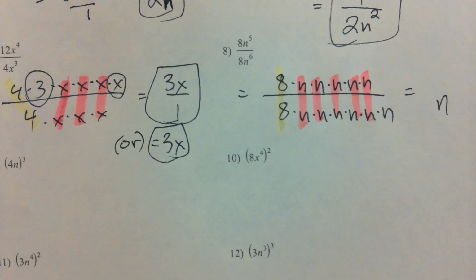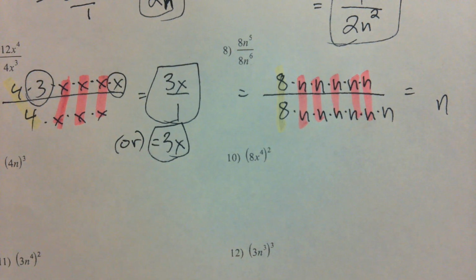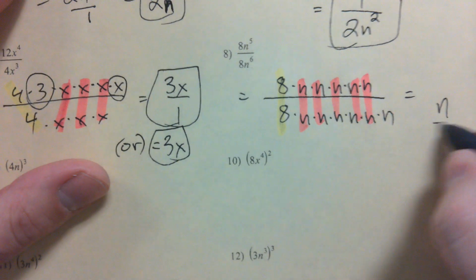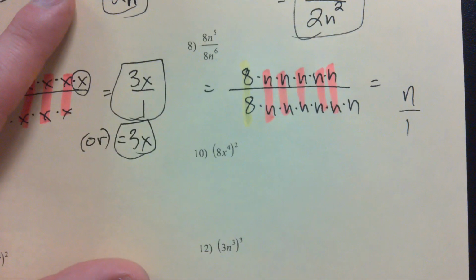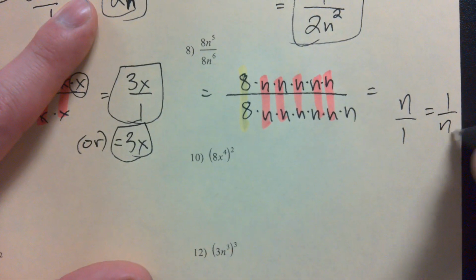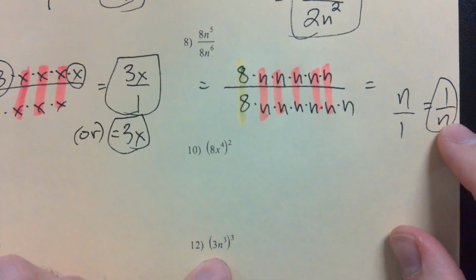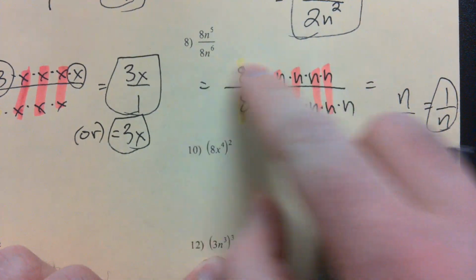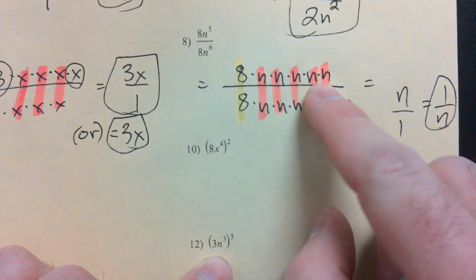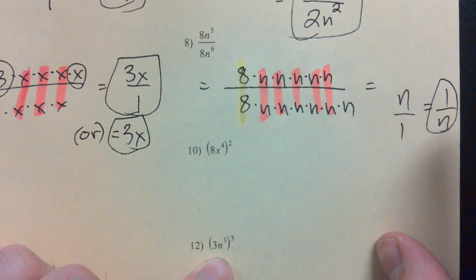Is that what you got? Just n for number 8? Yeah. No. What am I missing here? Oh, the 1? Like that? No. On top. There we go. I wanted to see if you guys were awake. 1 over n is what we get. That's right. Everything cancels on the top, but when it's on the top, we keep that 1 there.